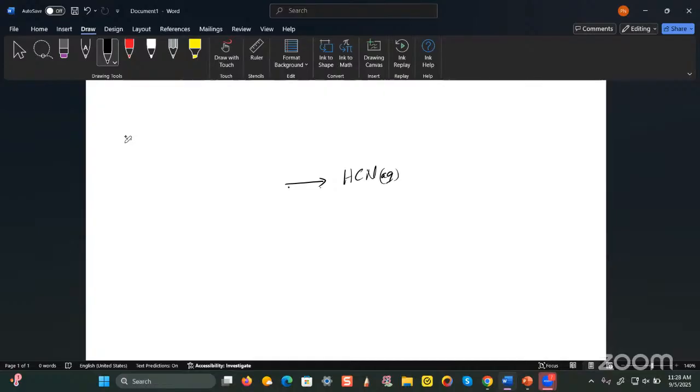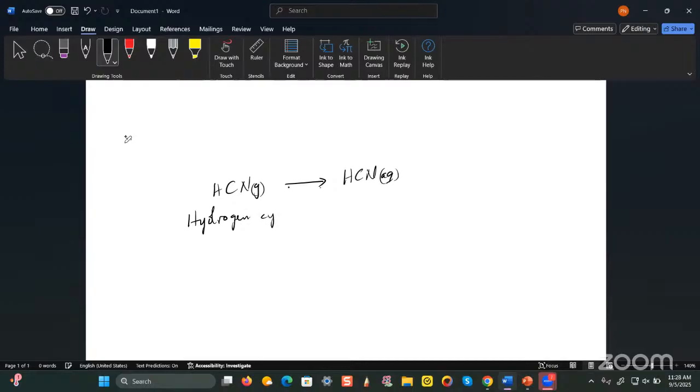So what IUPAC decided to do, as far as this is concerned, is that they treat HCN as a binary compound for the purposes of naming this compound. So if you do that, this is a gas, by the way, and the name of this compound is hydrogen cyanide. Hydrogen cyanide.